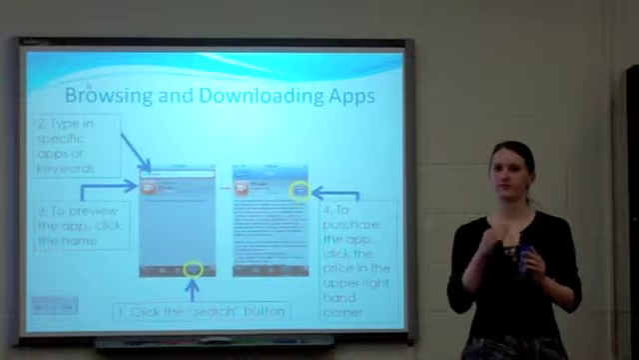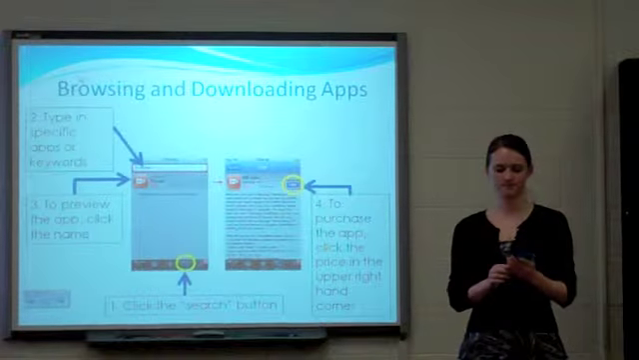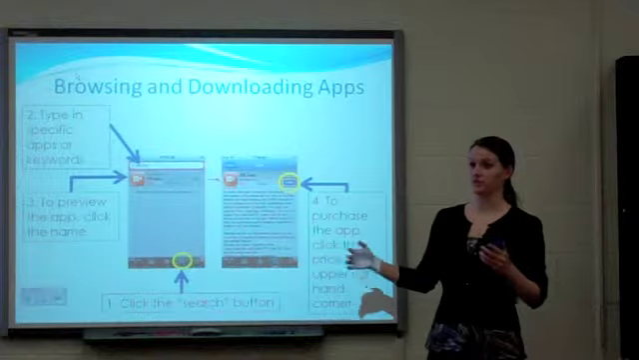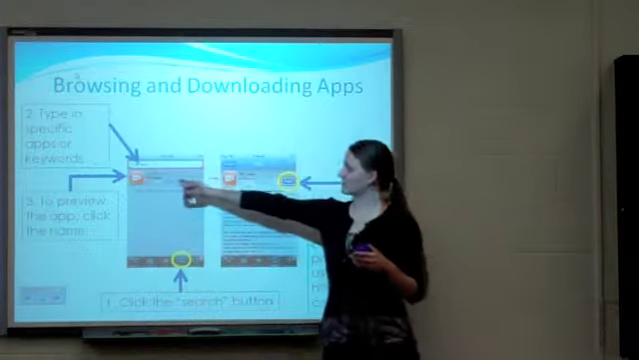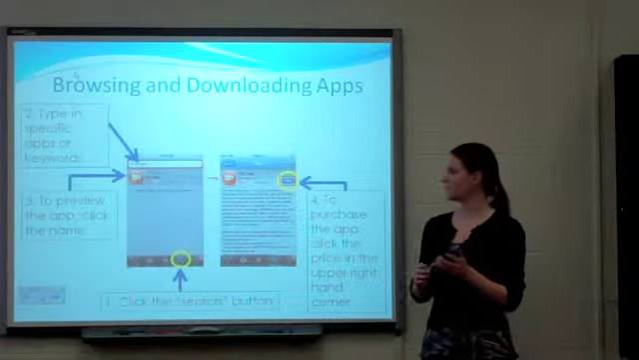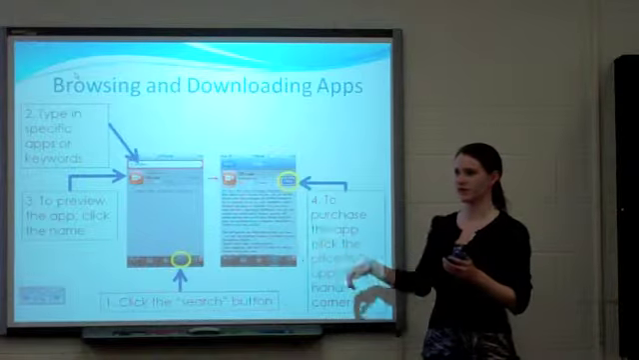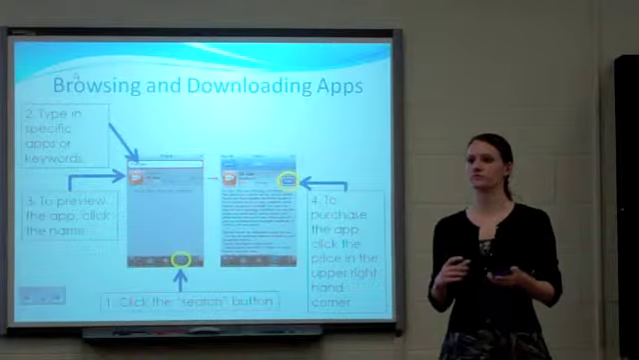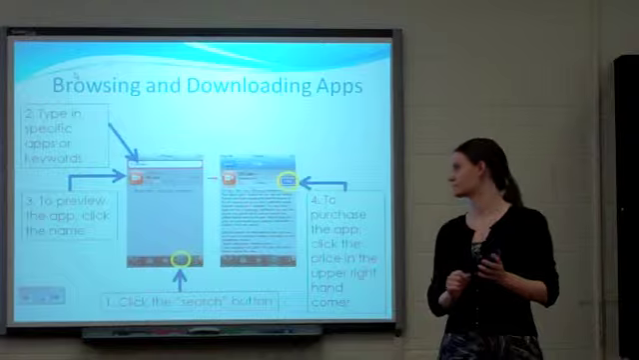And it will come up with a whole list of apps that go along with the keyword you typed in. And then once you find some apps that you want to look more into, because you can only see the name, all you have to do is click on the name of the app, and it will give you more information on the app, what it has to offer. It has ratings on there from other people, and sometimes it also shows a little preview screen of what the actual app looks like.